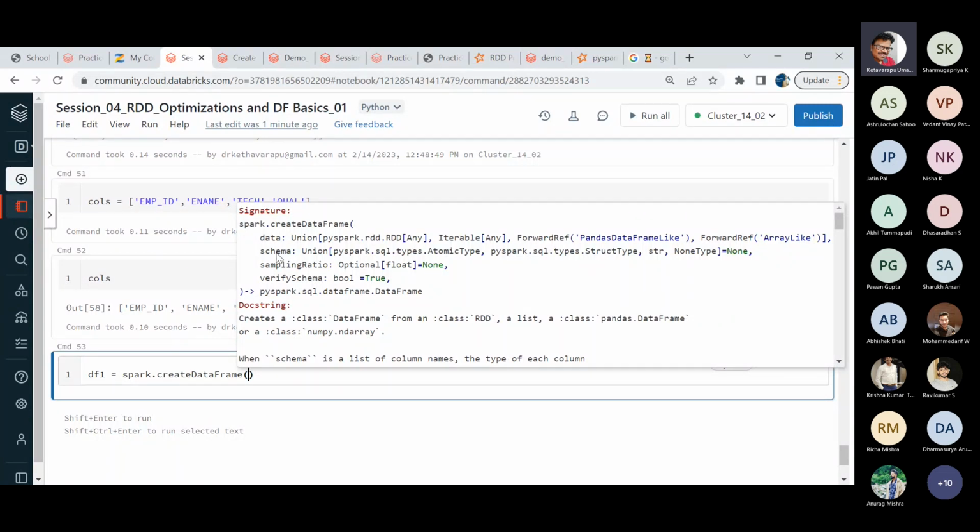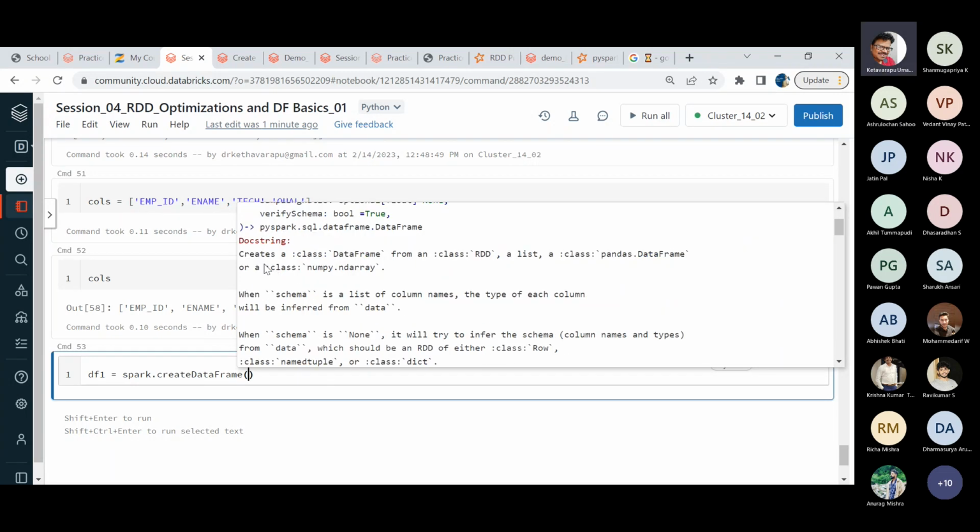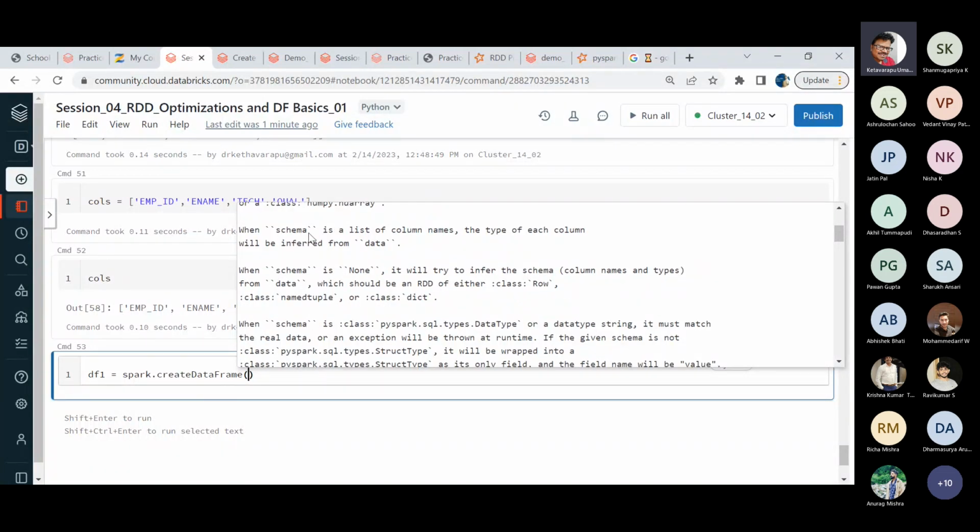Schema is just now we have defined in the COLS, where employee ID, name, technology and qualification. Now what exactly this data frame does is creates a data frame class, and from an RDD, or else a list, or else your pandas data frame, or else from array. Okay, there are plenty of avenues where you can make use for the creation of the data frame. Now, what exactly the schema? When schema is a list of column names, the type of each column will be inferred from data, which is excellent aspect, guys. Like, you need not tag them individually.